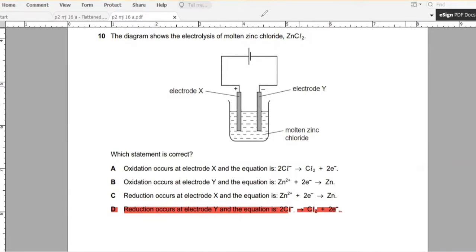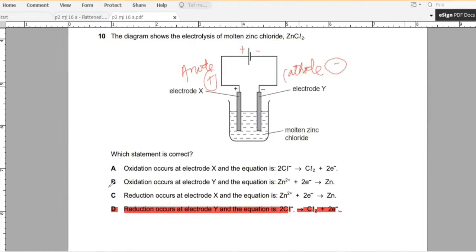Okay, we have attached the battery. This is the big terminal, this is the small terminal. So the electrode connected to the big terminal is always which one? Anode. Remember it. Anode is always positive. The electrode connected to the negative terminal of the battery is called cathode. So cathode is always negative. Okay. So which statement is correct?